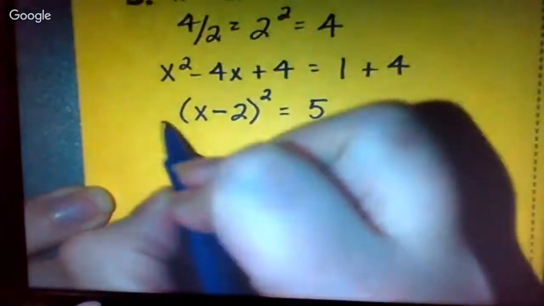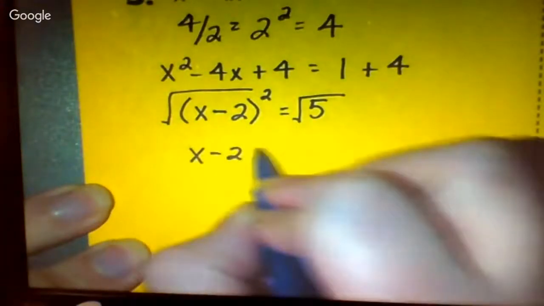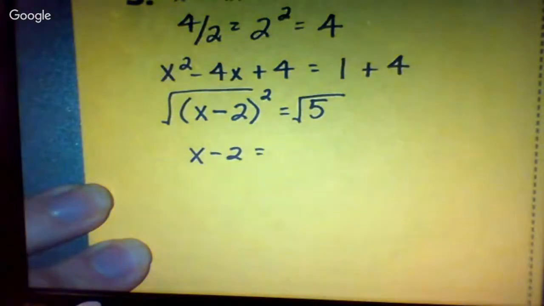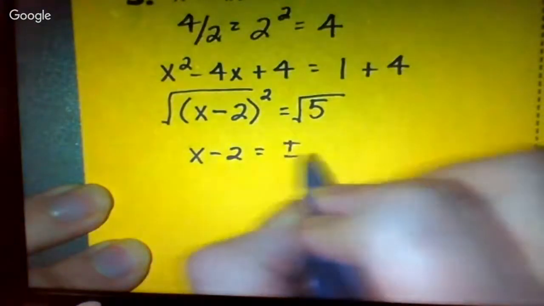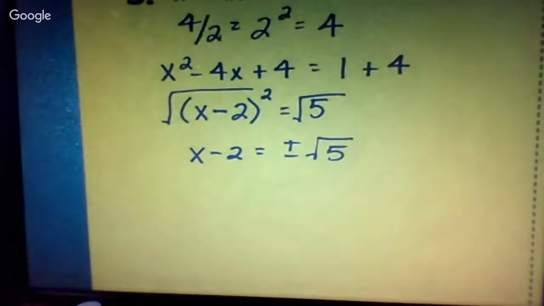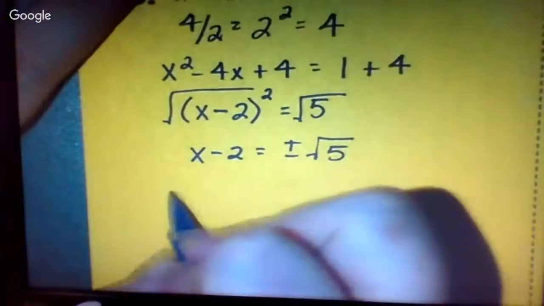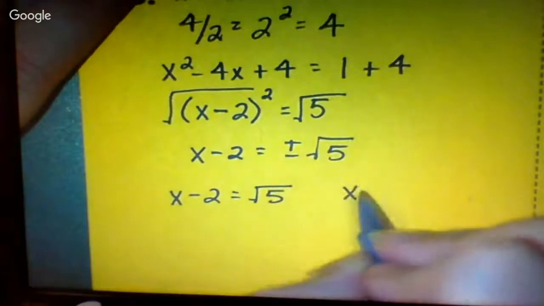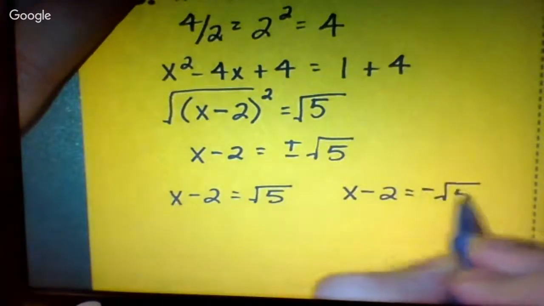Okay. We take the square root of both sides, so we're left with x minus 2 equals. This doesn't come out to be a whole number, so I'm going to leave it as plus or minus the square root of 5. Save all of your decimals until the end, because if you start with decimals now and you shorten them, you're going to change your answers. The most accurate answer is to leave your decimals until the end. So now I've got x minus 2 equals positive square root of 5, and x minus 2 equals negative square root of 5.